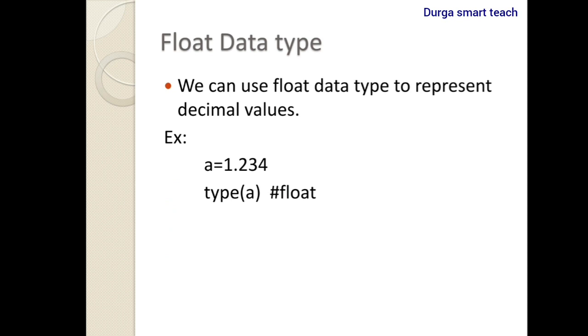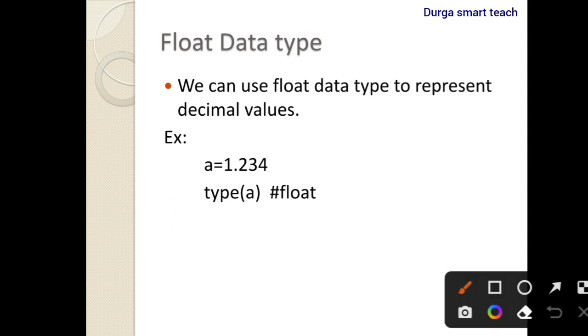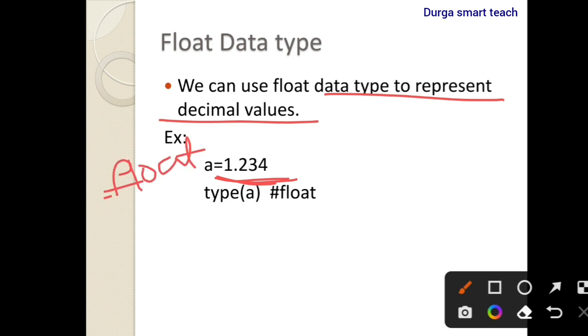The next one is the float data type. We can use the float data type to represent decimal numbers, decimal values. So here a = 1.234. It contains the decimal part, but we are not providing any keyword float. We are not declaring it like that. We just declare a = 1.234, and it will return the type as float.